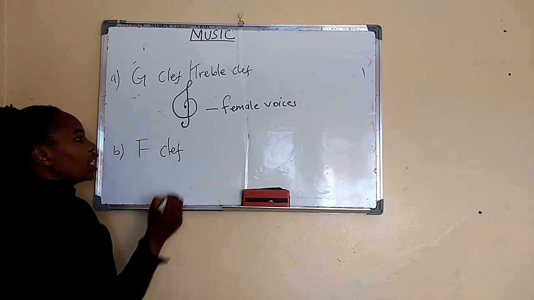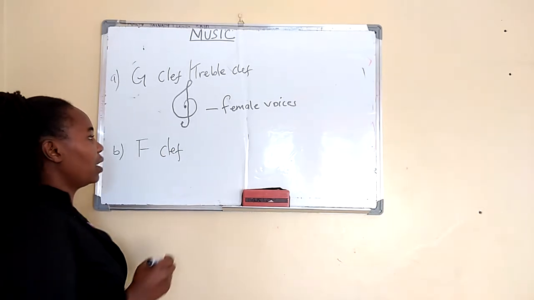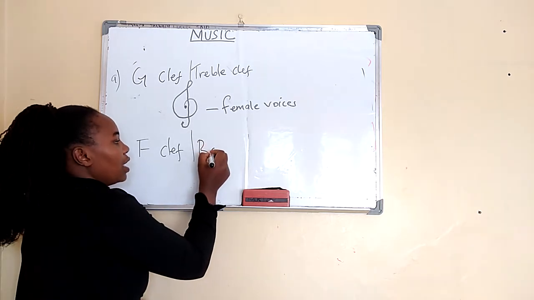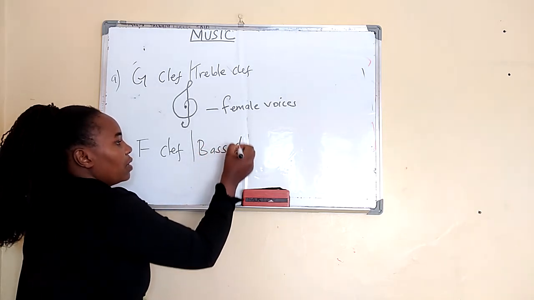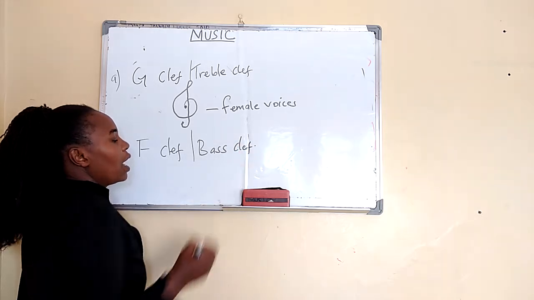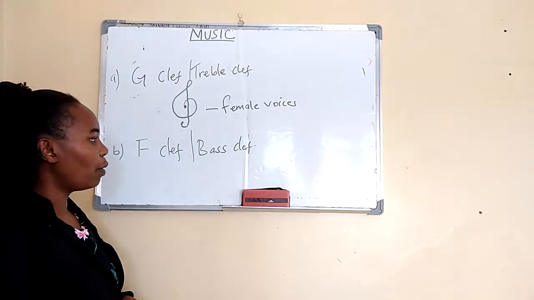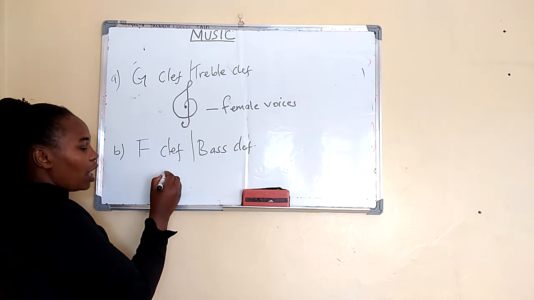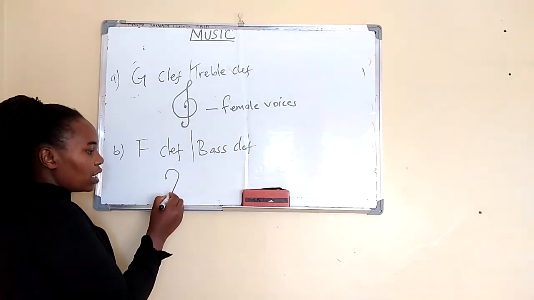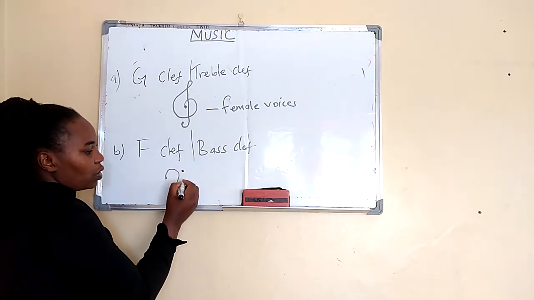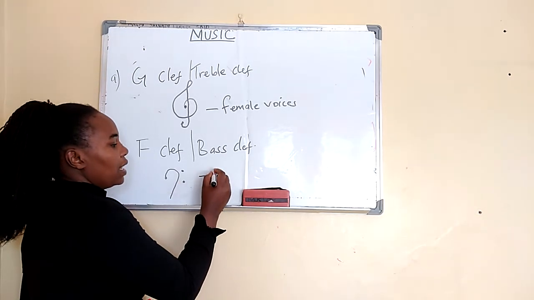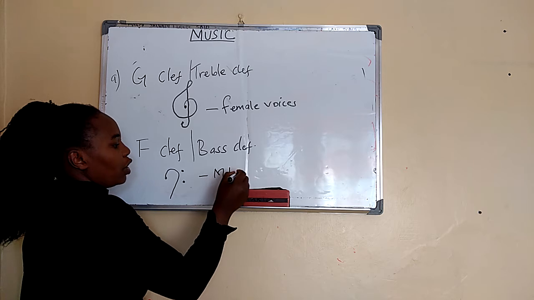Now the next clef I just want us to look at is F clef. F clef also has another name, called bass clef. And how do you draw bass clef? You just begin with a dot, you go up round, and then you slant, and then it has two dots here. Now this one fixes male voices.